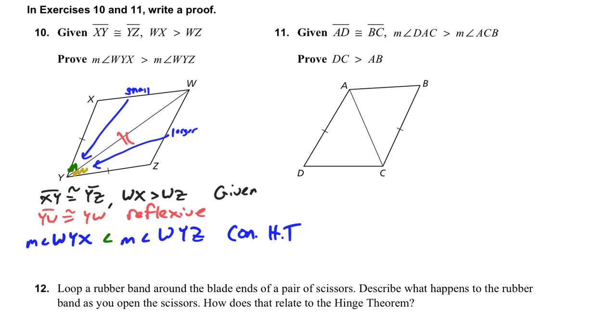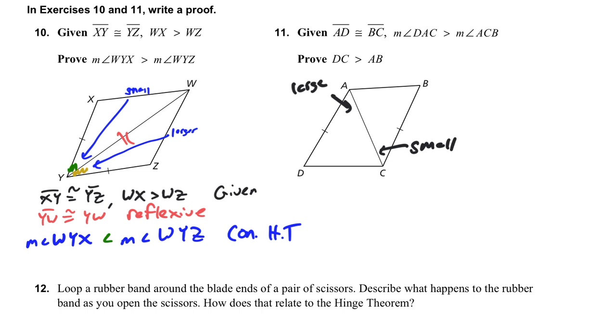All right, number 11, AD is congruent to BC, which we have in the picture. The measure of angle DAC is larger than ACB. So I'm going to quickly make a little note here that DAC, this one is larger, and then ACB down here, this one is smaller. And so we have our givens.